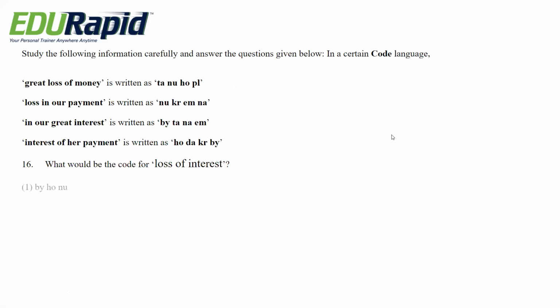Next question. What would be the code for loss of interest? Options are BYHONU, HONATA, NUKRDA, BYPIEM, DANUTA.